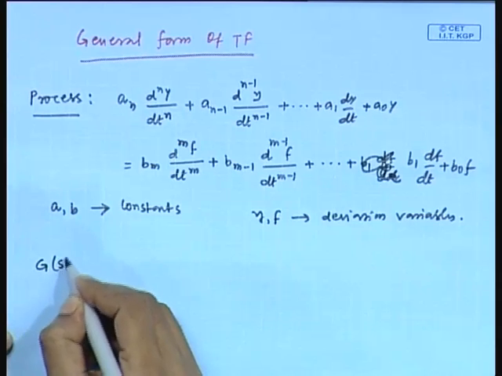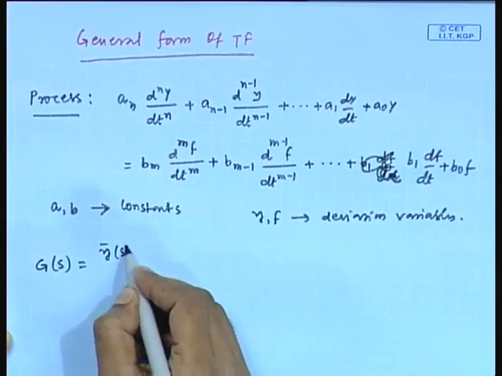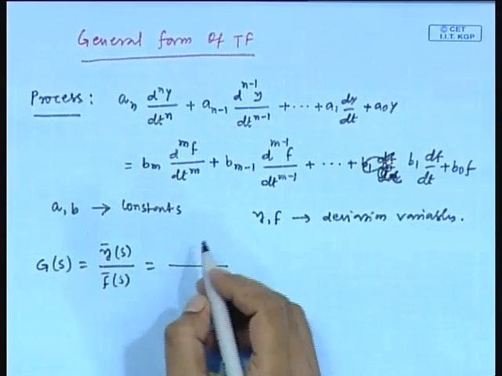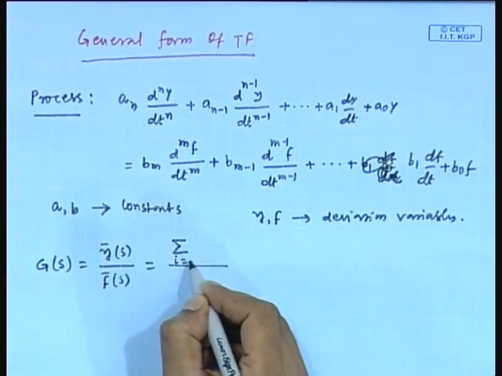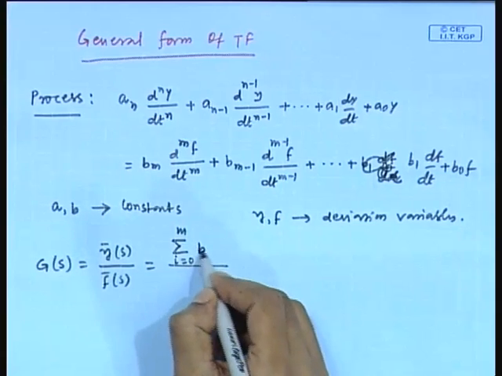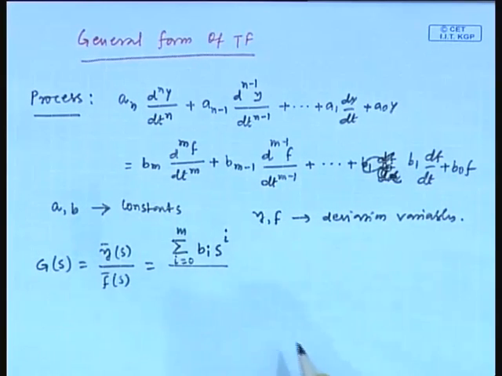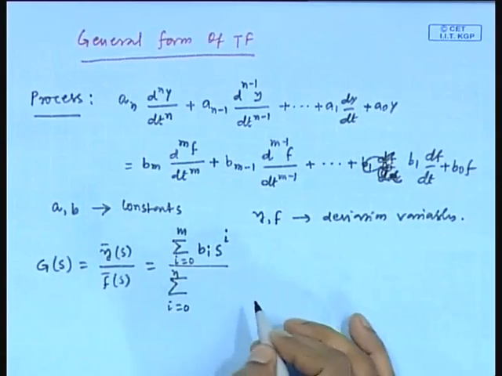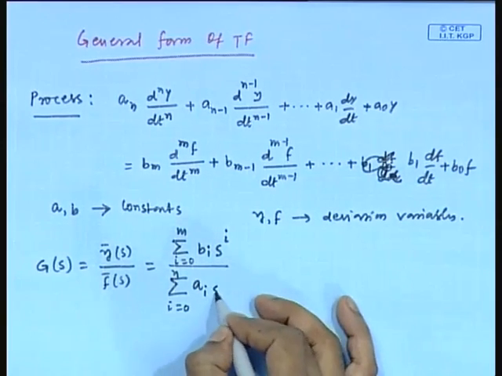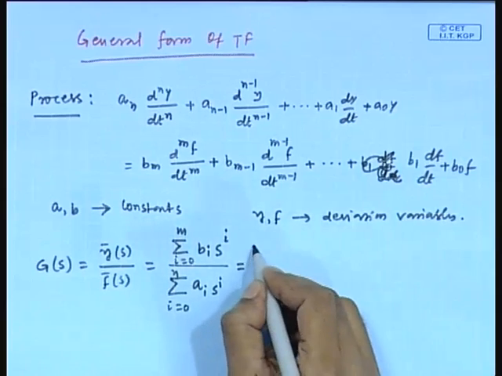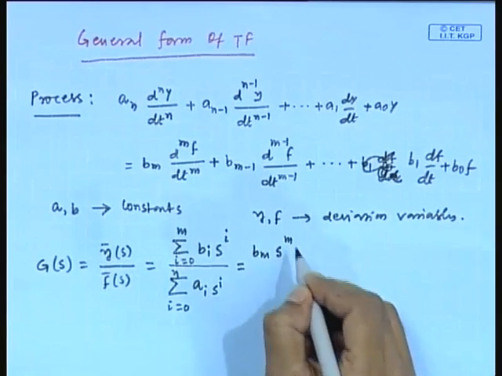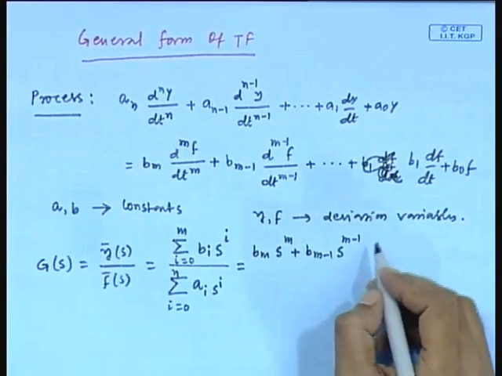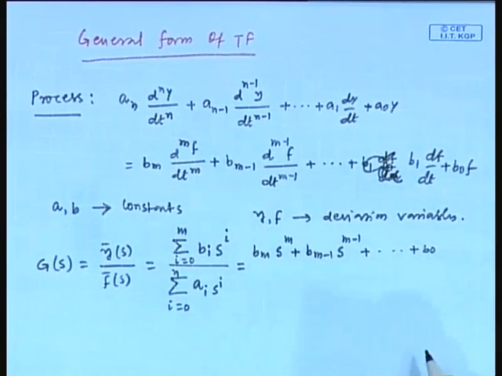form of G(s) equal to y bar(s) by f bar(s) equal to the sum for i equal to 0 to m of b_i s^i, similarly, here the sum for i equals to 0 to n of a_i s^i, and we get b_m s^m plus b_(m-1) s^(m-1), last term is b_0.